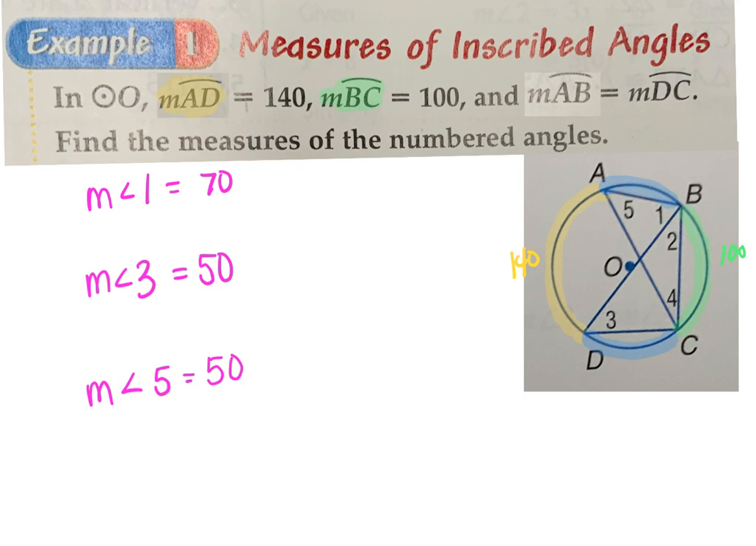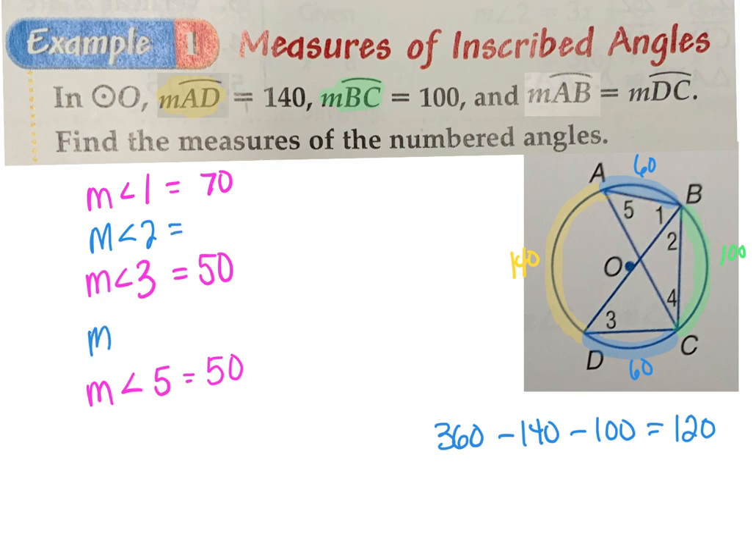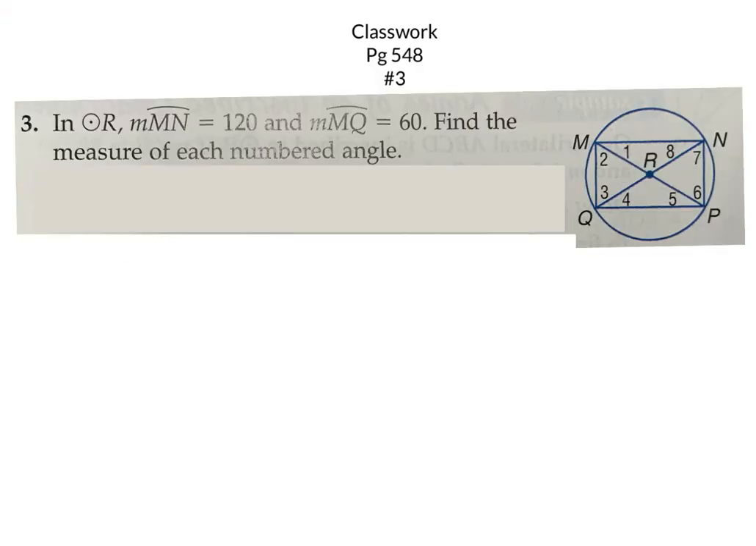But how do we figure out the arcs? 360. We're going to use 360 here. So we're going to say 360 minus the 140 and minus the 100. And what does that give us? 120. But that makes up 2 arcs that are the same. So what are each of these arcs then? 60. If those are 60, then the angles that make them up, angle 2 and angle 4, should both be what? 30.